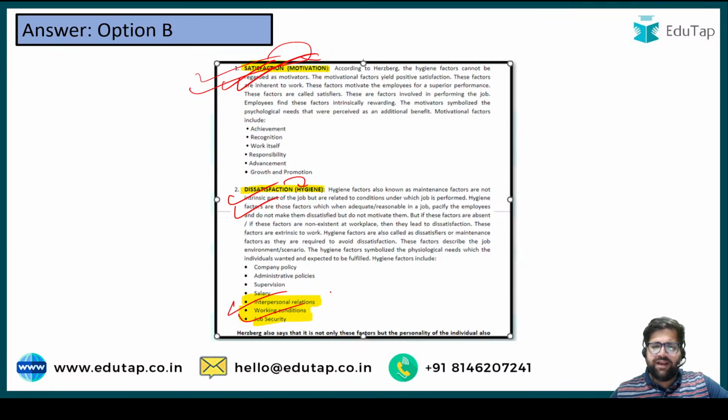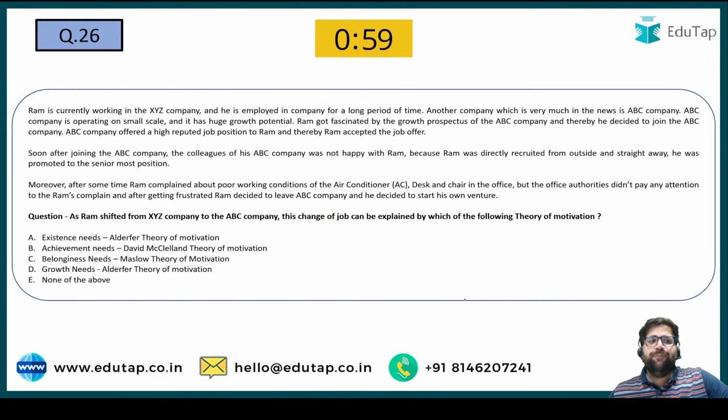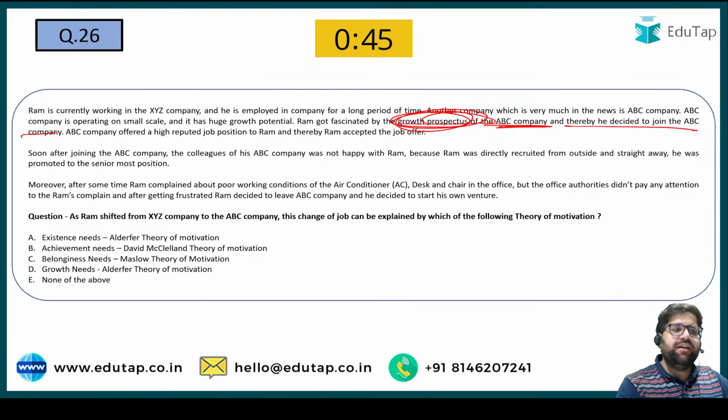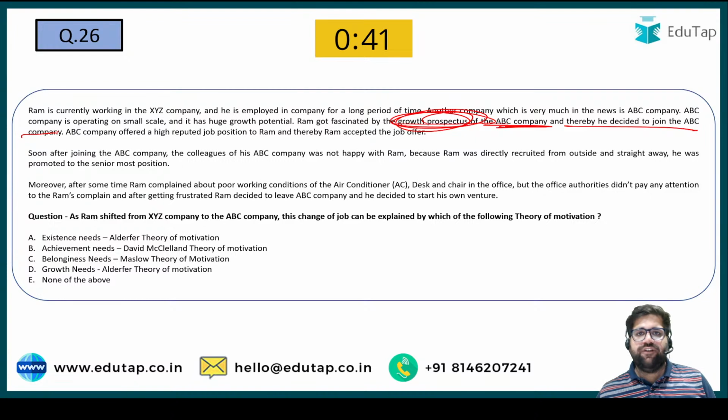If you have time, read it. It's in chapter number 1 only, which is motivation part 1. Again, based on the same paragraph, they have asked: as Ram shifted from XYZ to ABC, this change of job can be explained by which of the following theories. Now see this particular line: there are some growth prospects in ABC company, and thereby he decided to join the ABC company. So these are the growth needs which have been explained by different authors.